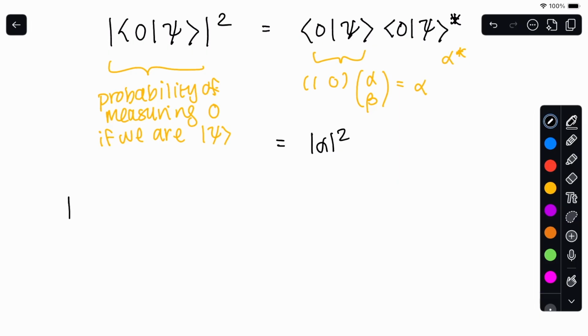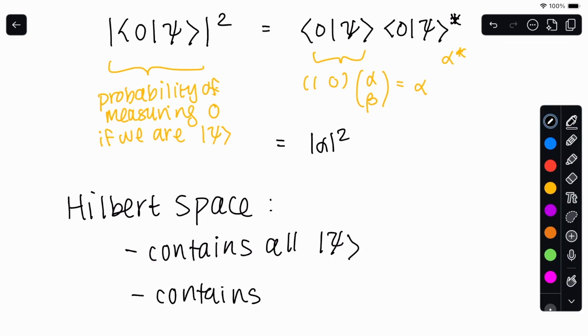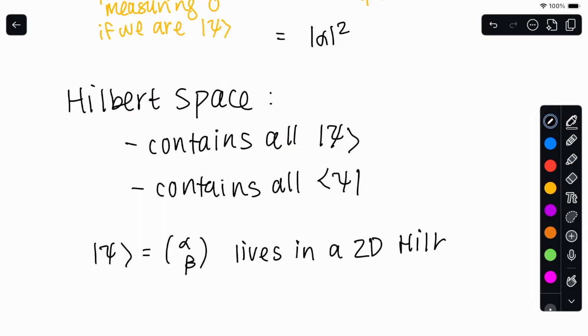So our bras and kets live in a Hilbert space, which is a vector space with an inner product operation. We don't need to know too much about that, but basically we have some space which contains all possible states, and it also contains all of their adjoints, and we can perform the inner product operation. So for example, psi equals alpha beta lives in a two-dimensional Hilbert space, and that space is spanned by the states 0 and 1.